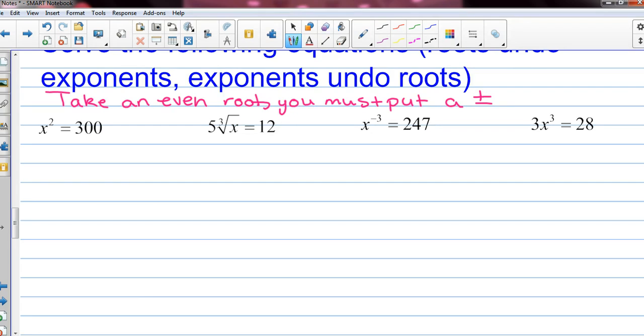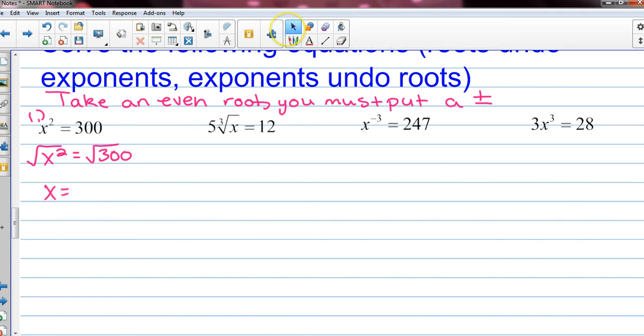So my first example asks me to solve this. I have an exponent. To undo an exponent, I use a root. It's a square, so I'm going to take the square root. So the square root of x squared equals the square root of 300. So that's x equals, and I need to go to my calculator to figure out what the square root of 300 is.